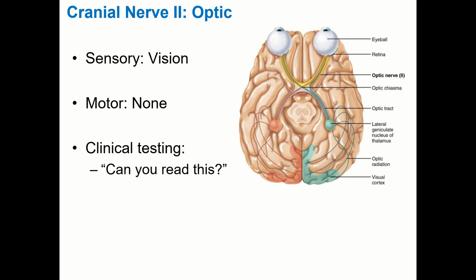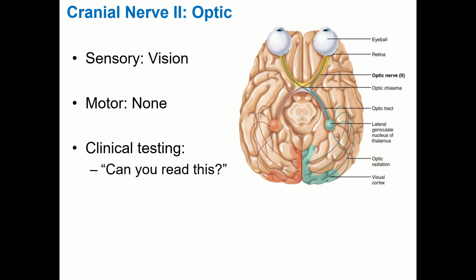So the visual information then goes to the thalamus, and then from the thalamus, you can see that there are fibers that go back here into that visual cortex in the occipital lobe, where we put together the patterns of light and dark and color, and then we make meaning from that information. So as mentioned, no motor function for this nerve.